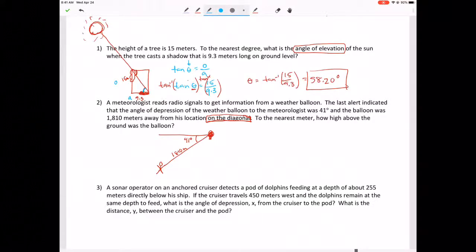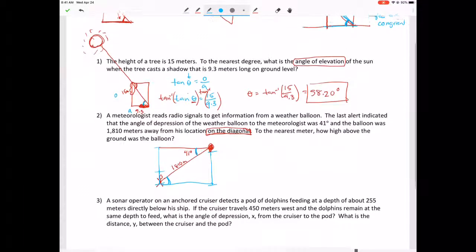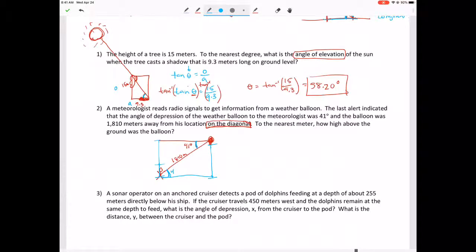Okay, so we want to find this height. Or you could also use this height, because we know that this angle right here is the same as this angle. The depression and the elevation, those are the same. So you could use it either way. You get the same answer.